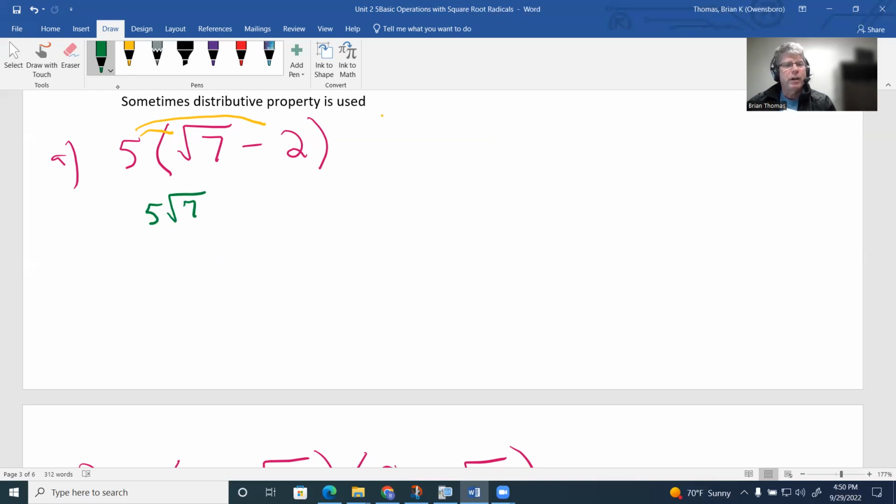But notice how we have 5 times 2. Those can be multiplied together, and that would give us a 10. The square root of 7 cannot be simplified in these, so that would be as far as this goes. This would be considered simplified since those are not like radicals.